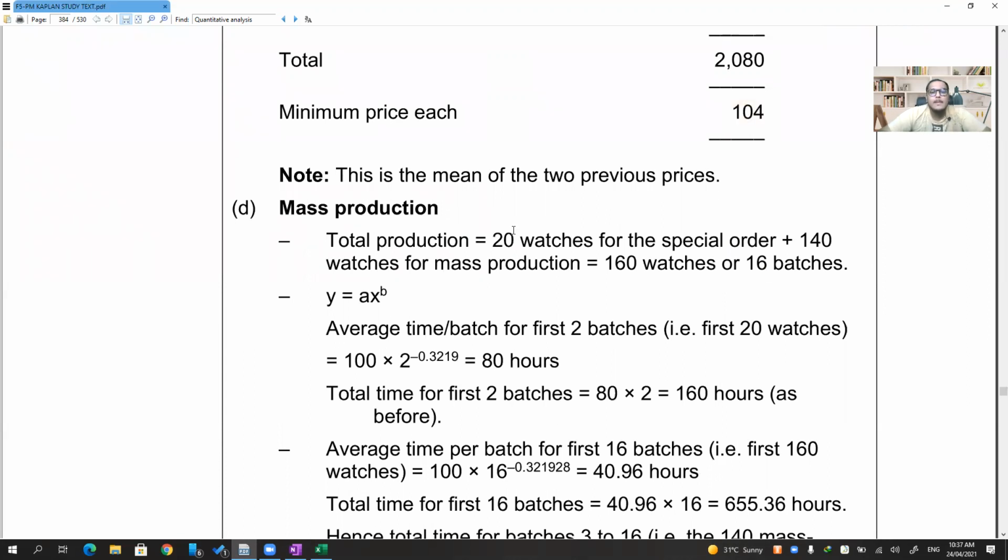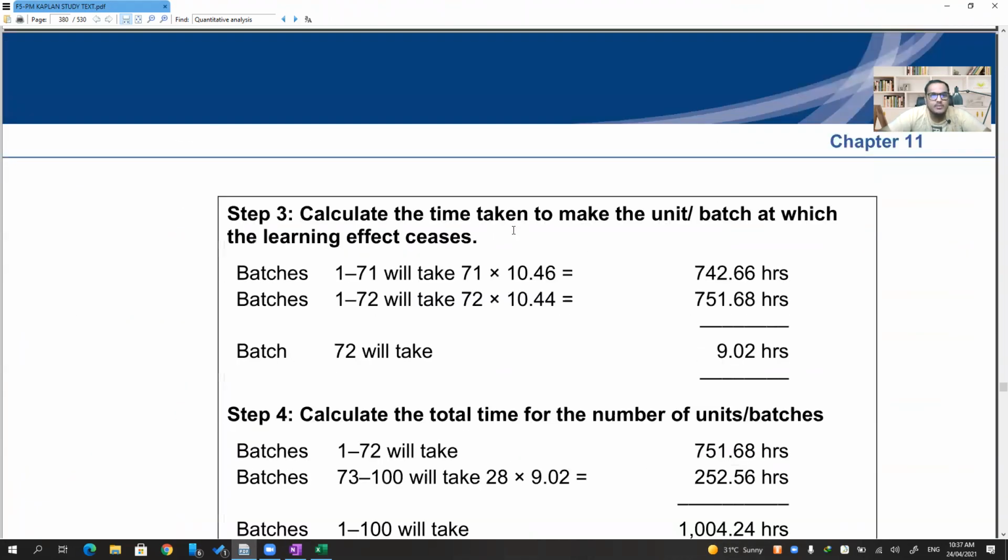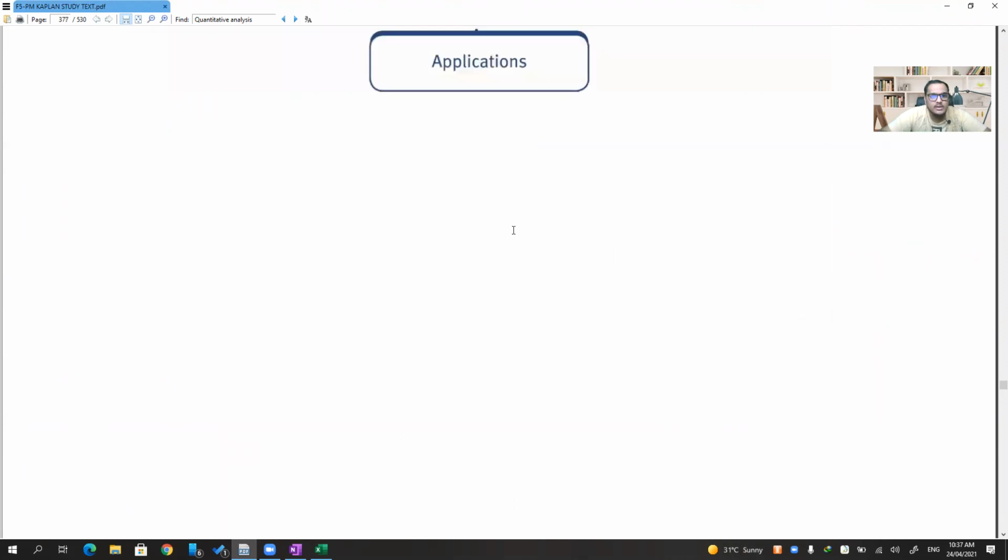Okay. Then they're asking you something related to the learning curve. Let's do that and wind up this session. This chapter will be completed with that.